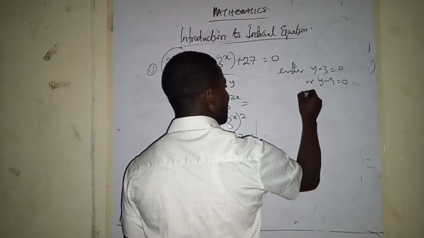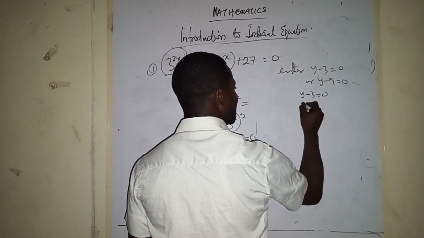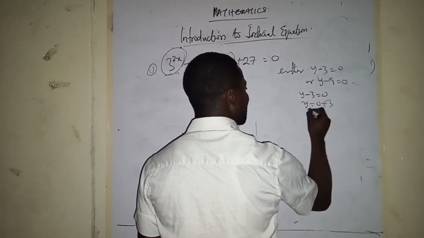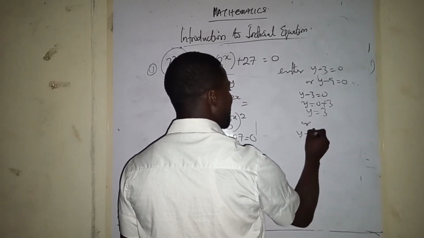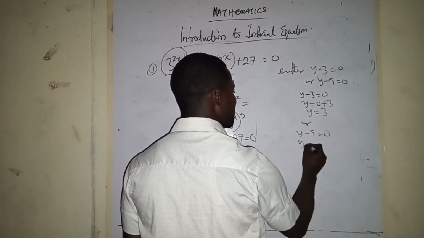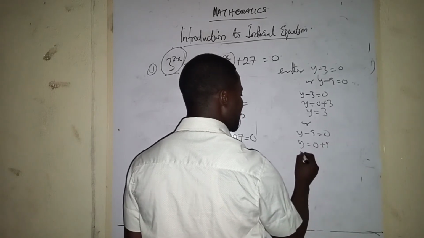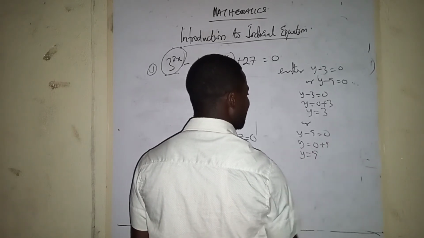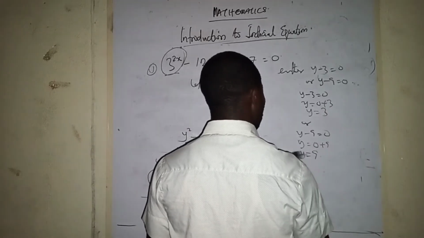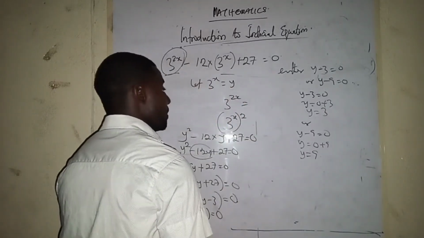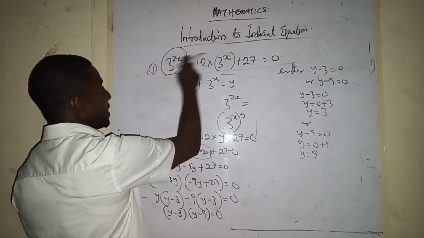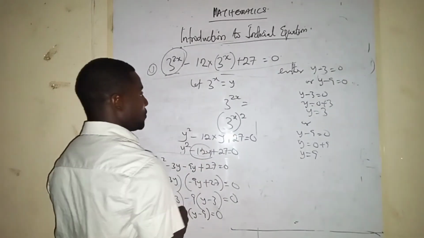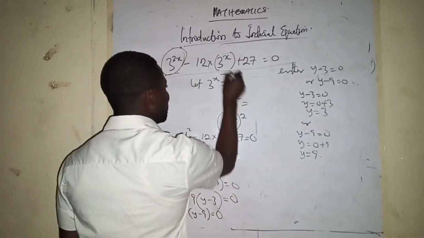So in this case, you have y minus 3 is equal to 0, so that y is equal to 0 plus 3. So y is equal to what? 3. Or y minus 9 is equal to 0, so that y is equal to 0 plus 9. y is equal to what? 9. So you have two values for your y. But your y is not in the equation. This is your equation. Your equation is in terms of what? x.